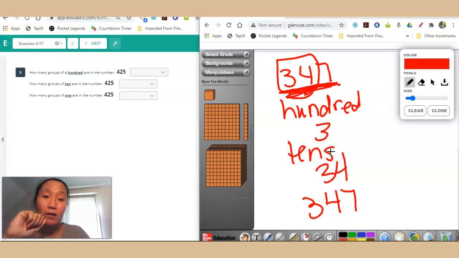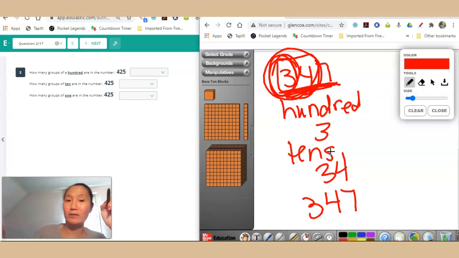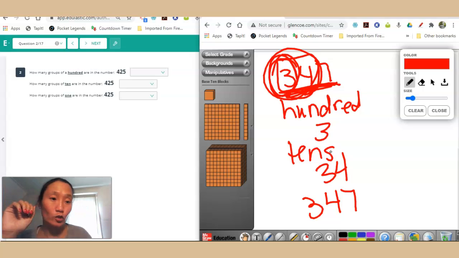Okay, so how many hundreds? I look at the number in the hundreds place. How many 10s? I look at the number in the 10s place and circle everything before it. Okay? Let's look at another one.